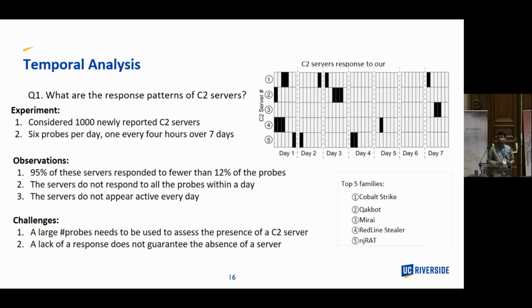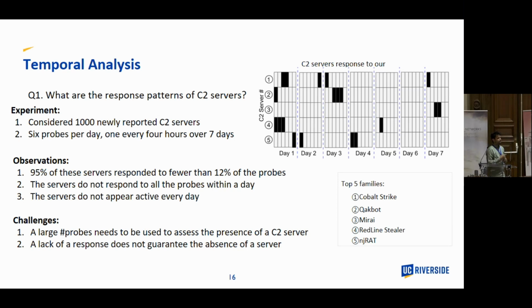Similarly, we wanted to understand temporal analysis. What we did here is we considered 1,000 newly reported C2 servers, and we sent 6 probes a day, like 4 every hour, for 7 days. We wanted to understand their response pattern, and we considered the top 5 families: Cobalt Strike, Quarkbat, Mirai, Redline Stealer, and NG Red.